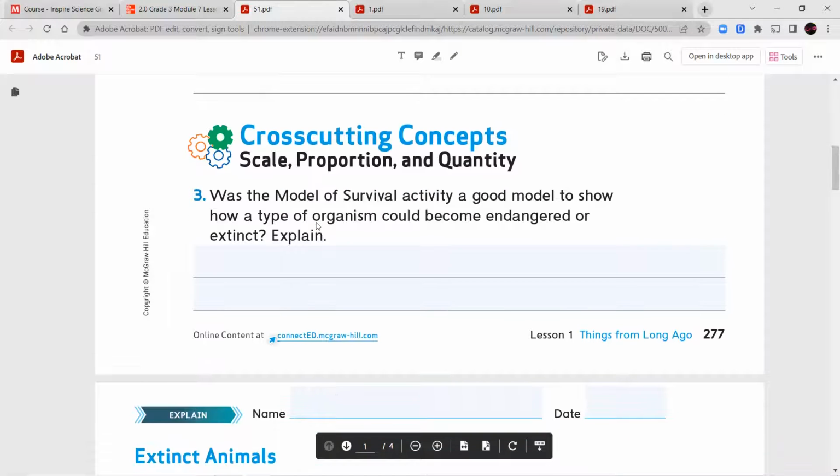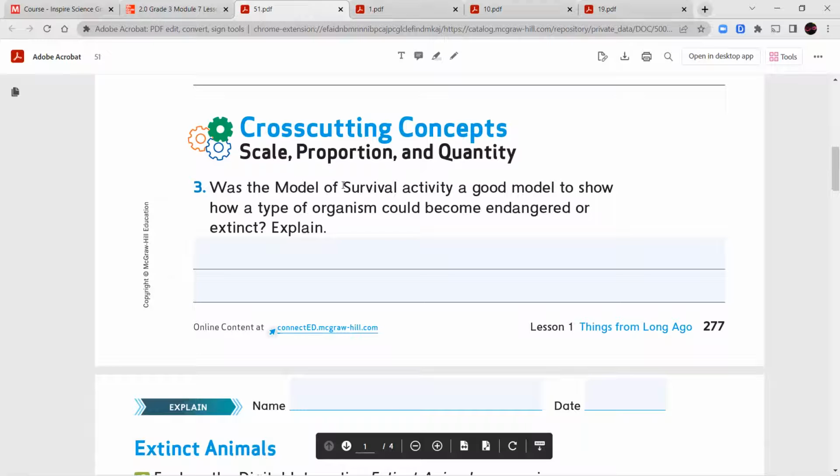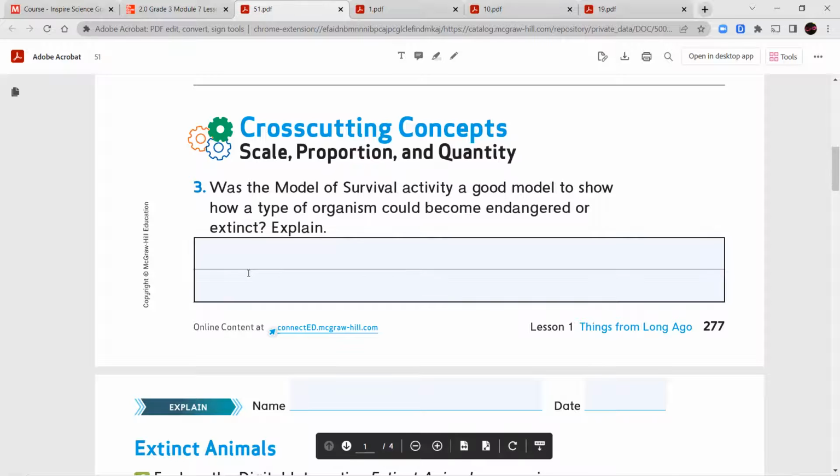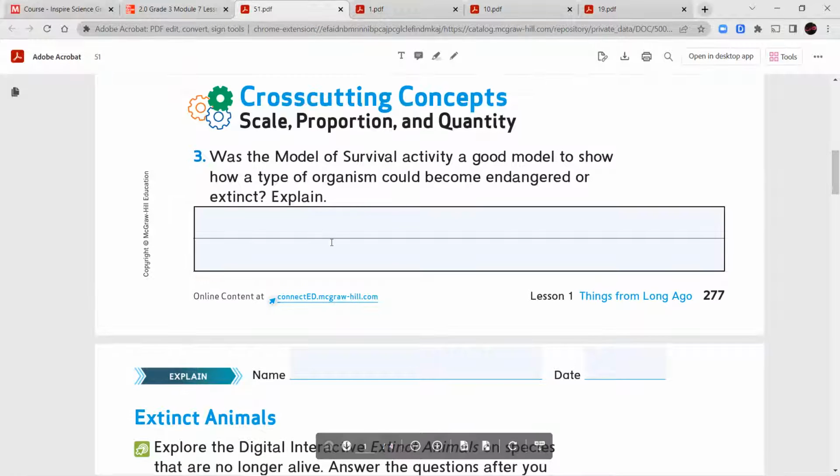Now let's take a look at number 3. Was the model of survival activity a good model to show how a type of organism could become endangered or extinct? Explain. So here you're writing about the activity with the pennies.